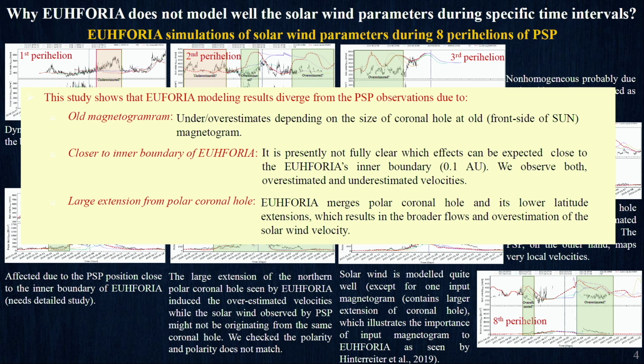And the second reason was the behavior of the EUHFORIA at its inner boundary. Presently, we are not completely aware of how EUHFORIA behaves at its inner boundary. Sometimes it overestimates and sometimes it underestimates. And the third reason is when there is a coronal hole near to the polar coronal hole, the EUHFORIA tends to combine them both, and it overestimates the solar wind velocity.